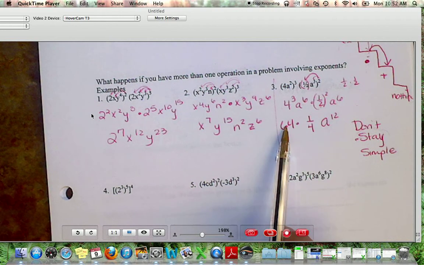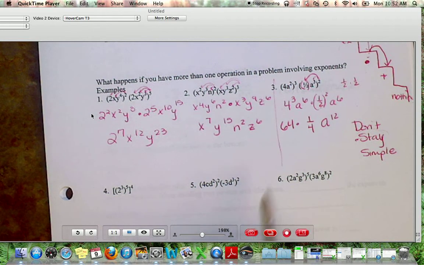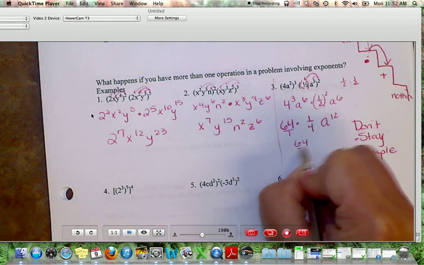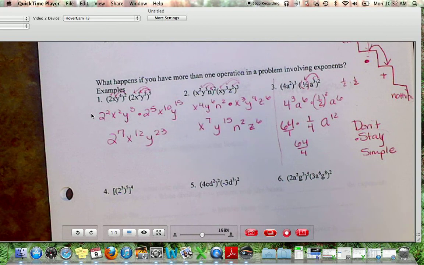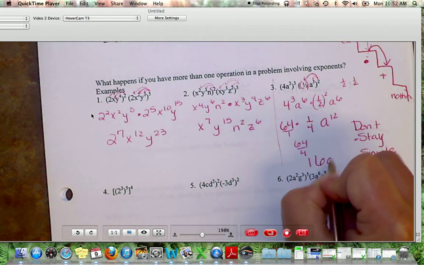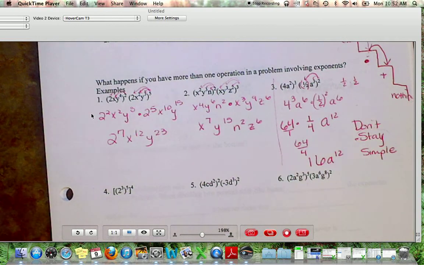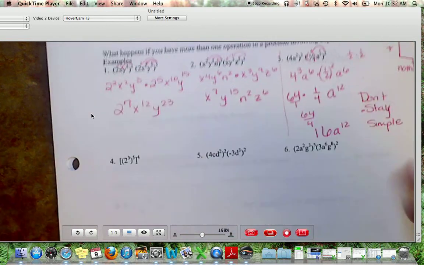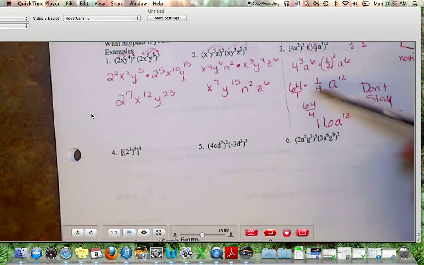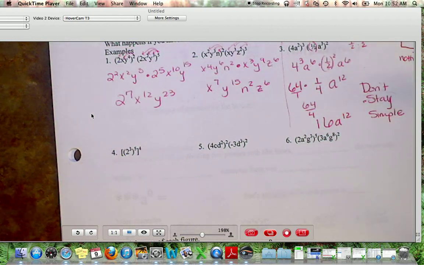So now we have to take 64 and multiply it by 1/4. That is just 64 over 1 times 1/4, which would be 64 over 4. It's just a division problem. 64 divided by 4 is going to give us 16. A to the 12th. So the rule is only one coefficient base. So the 4 and the 1/2 could not stick around. So we have to actually expand the 1/2 to the 2nd, expand the 4 to the 3rd, so we can multiply them together.